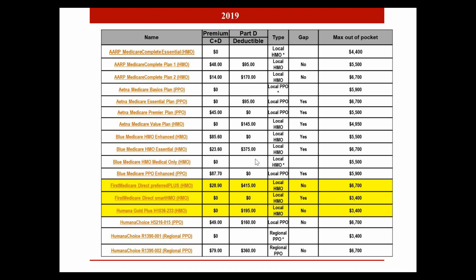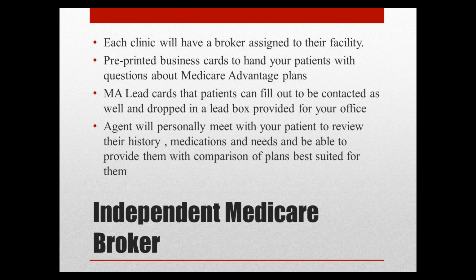We have Blue Cross coming in. But if you look at these maximum out-of-pockets, these are critical values that a lot of patients look at. So we have the 2 lowest out-of-pocket plans now, Humana Gold Plus and First Medicare Direct. Patients pay 0 copays, 0 deductibles, 0 premiums. For Part D, there's the 0 premium, and their maximum out-of-pocket is only $3,400. So these are the choices they're going to have this year. By far and away, I still think First Medicare and Humana Gold are going to be the top choices for patients, especially with the most benefits for the least out-of-pocket.